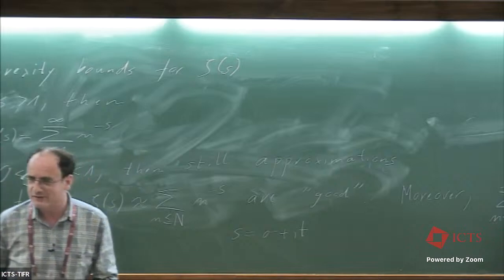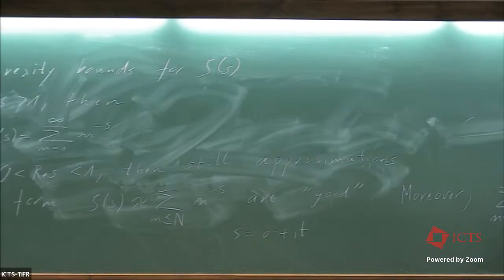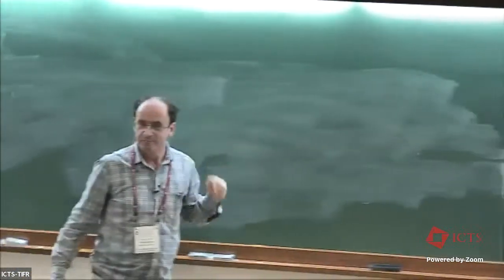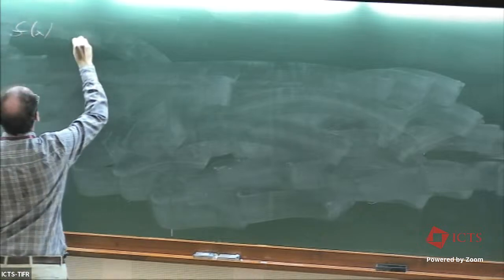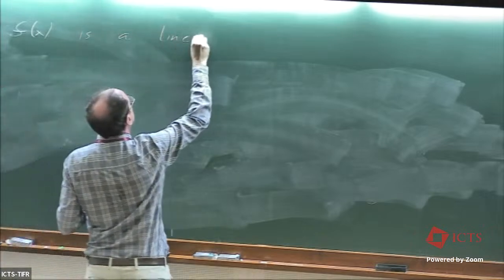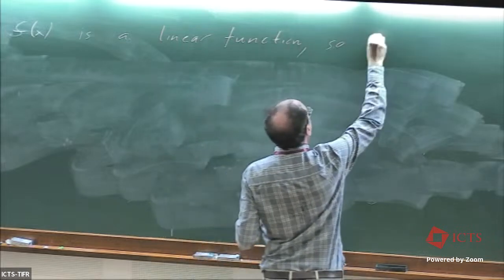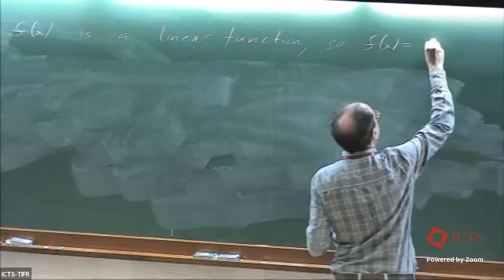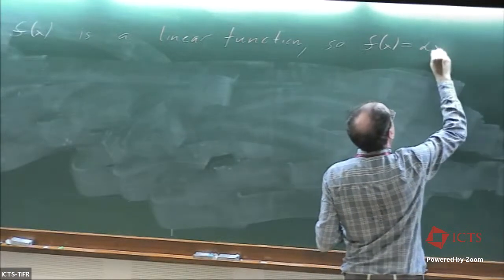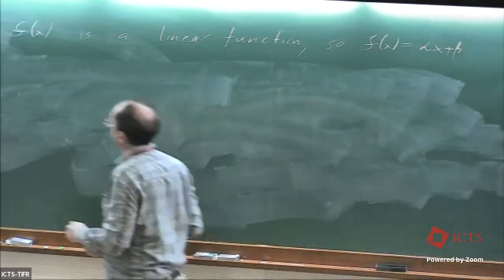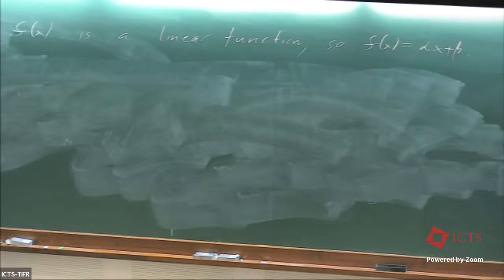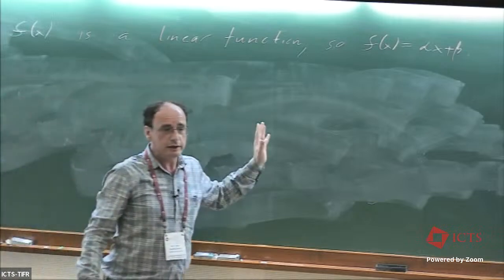Good, so then let's start the theory. Let's start off with a simple example, a linear exponential sum. See what we get then. f(x) is simply a linear function, f(x) is alpha x plus beta. And in that case, we can directly evaluate these exponential sums.